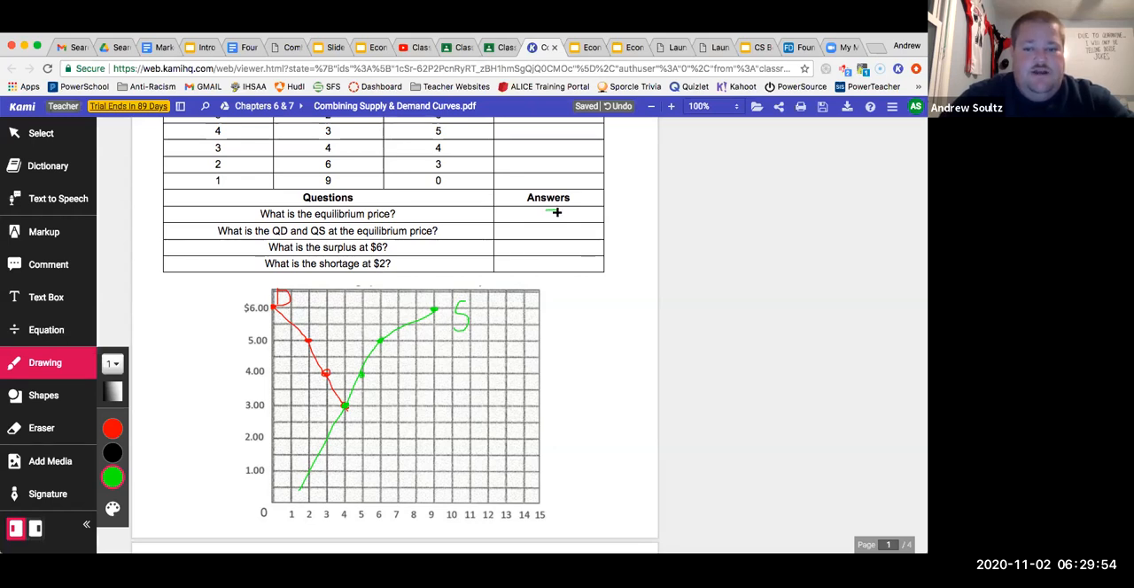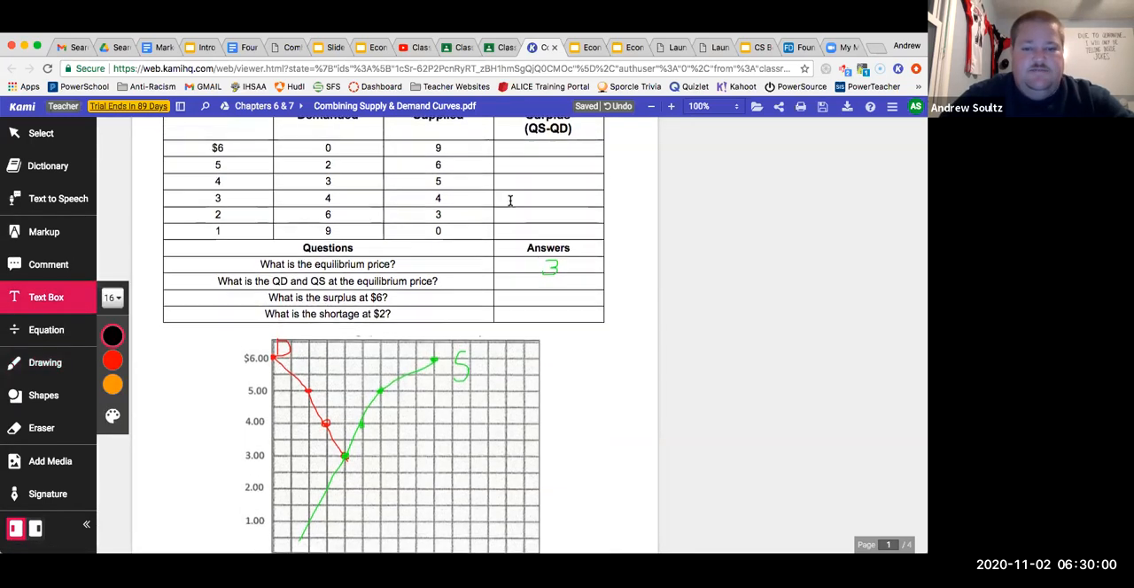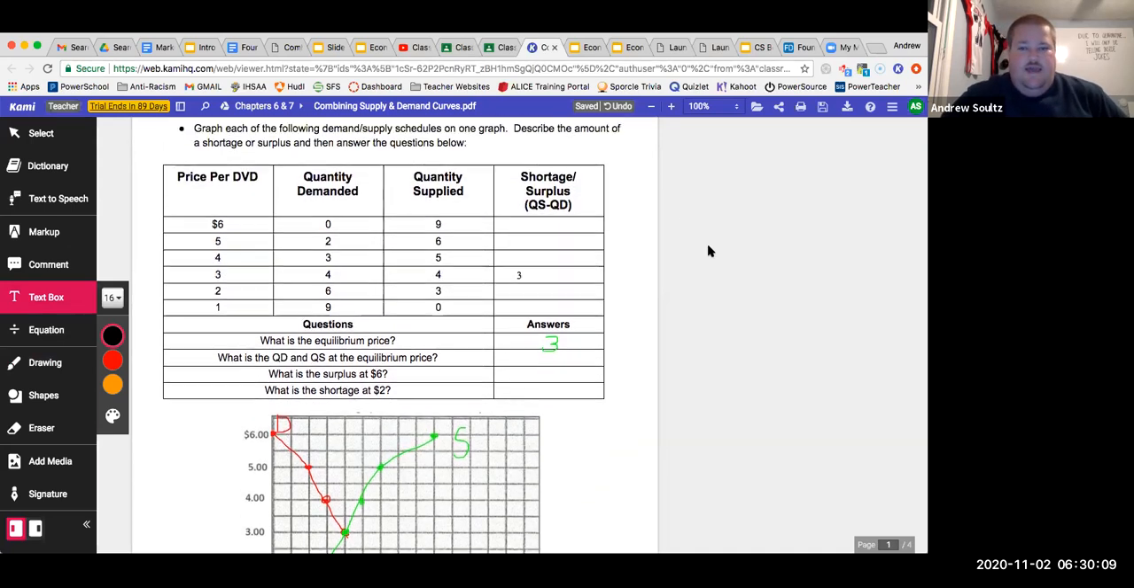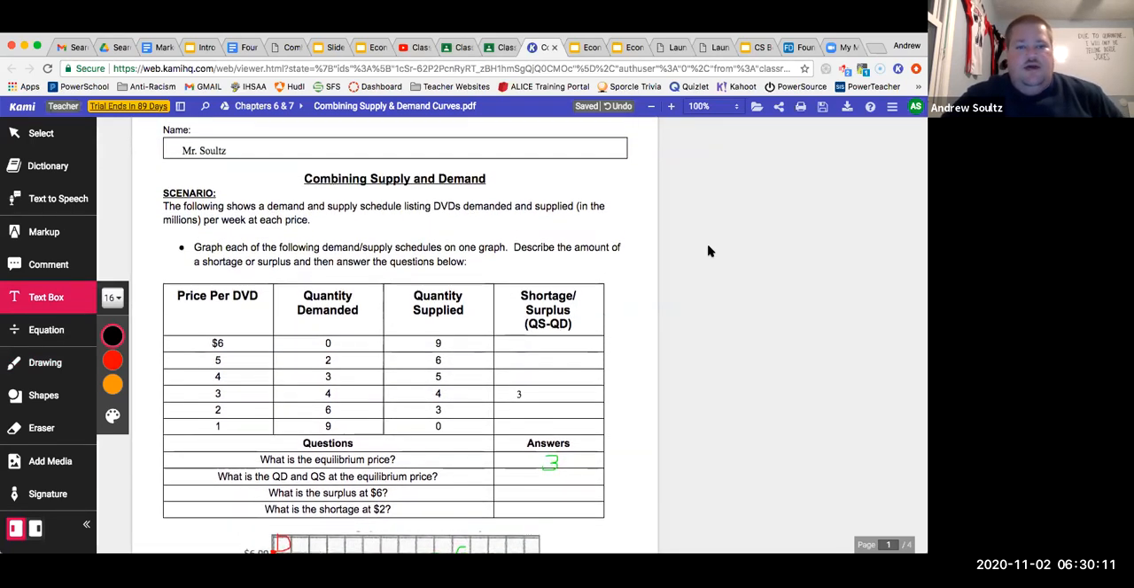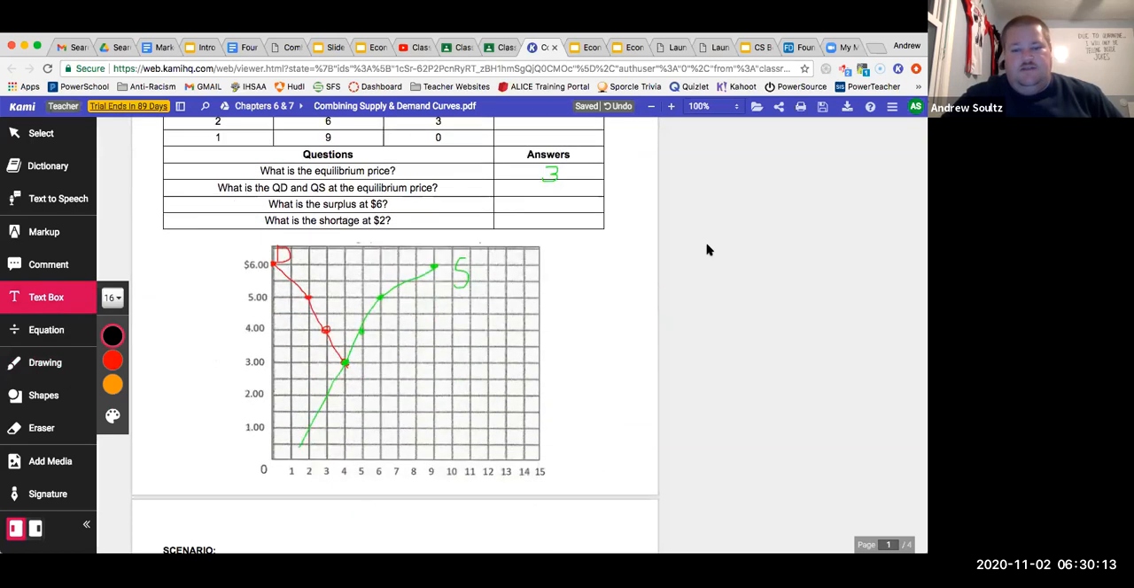You can just write your answers in here if you want with your finger, or you can go back and do the text box. Put your answers in that way. But that's what I'd like for you to do with CAMI, is to go ahead and work on this assignment and see if you can get it done today.